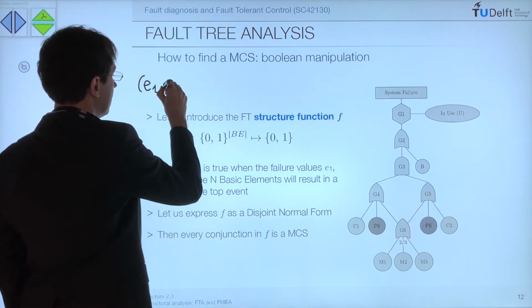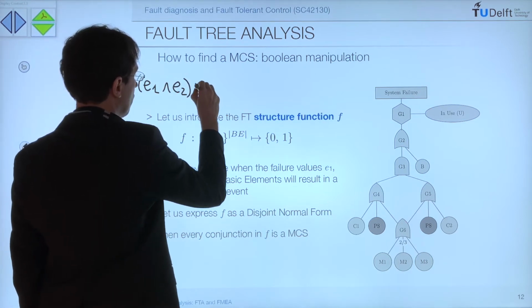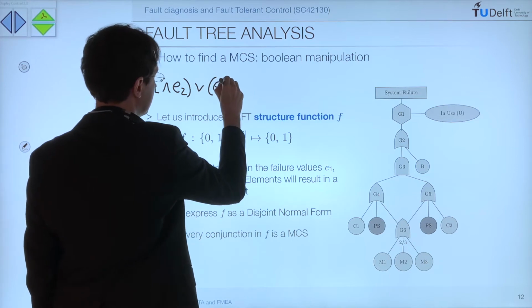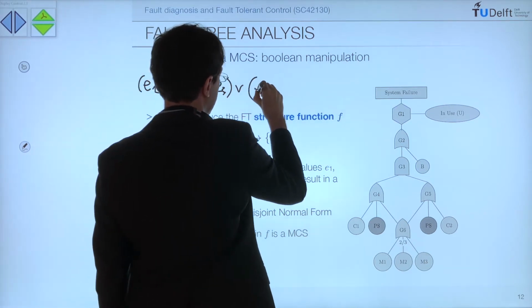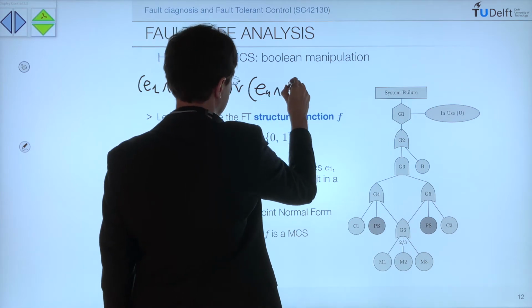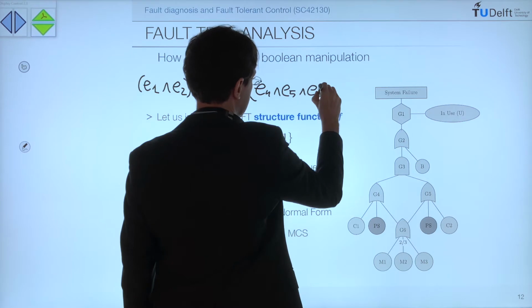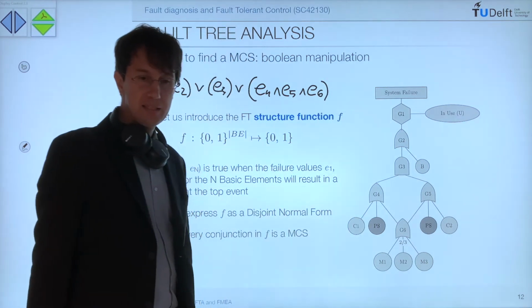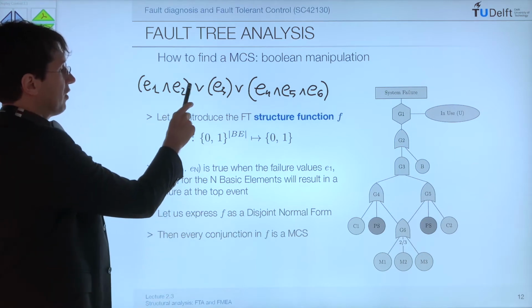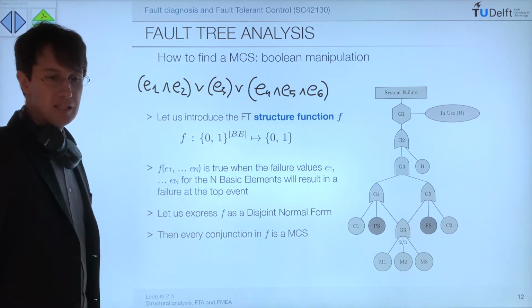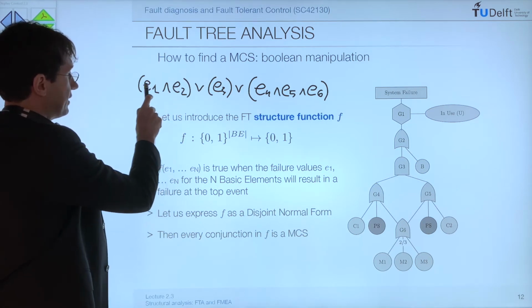E1 and E2, or E3, or E4 and E5 and E6. This is a disjoint normal form. So we have OR applied to individual terms that only contain AND.